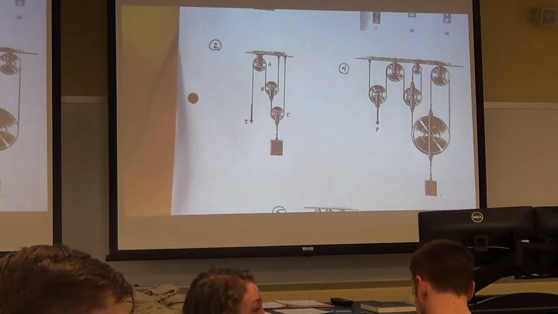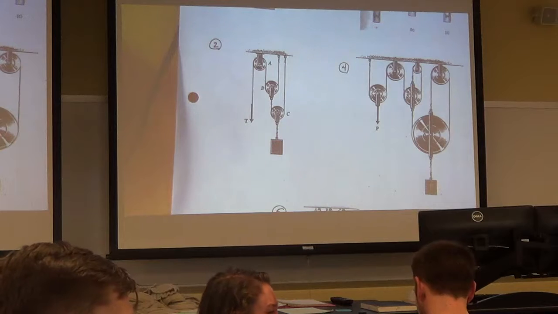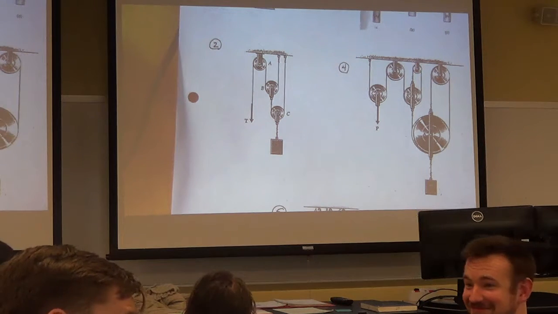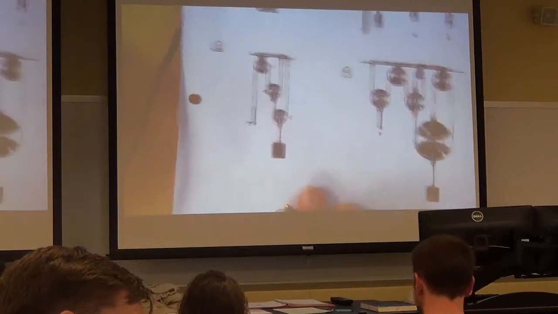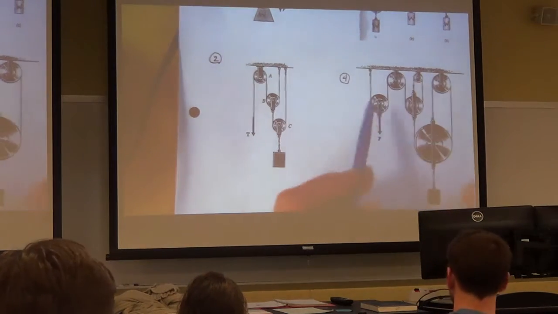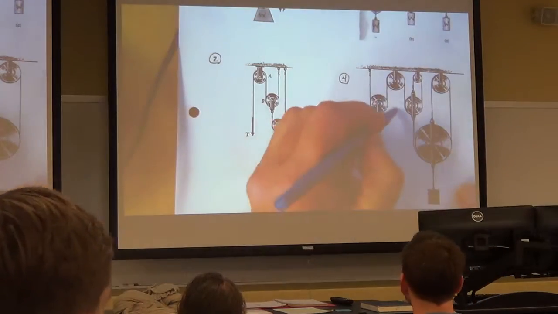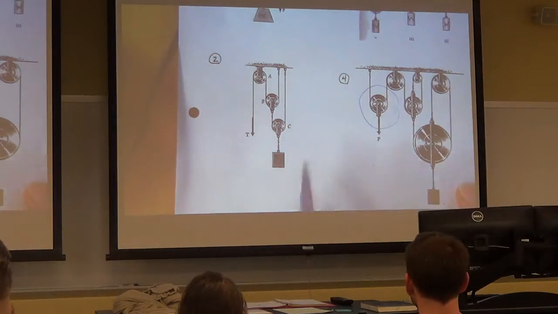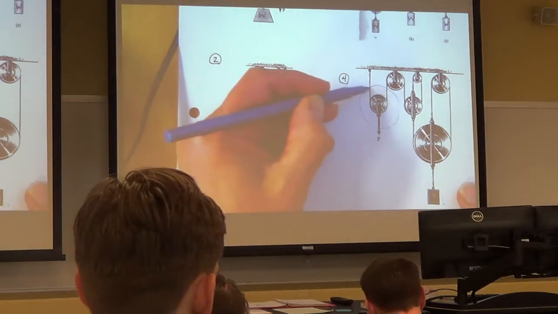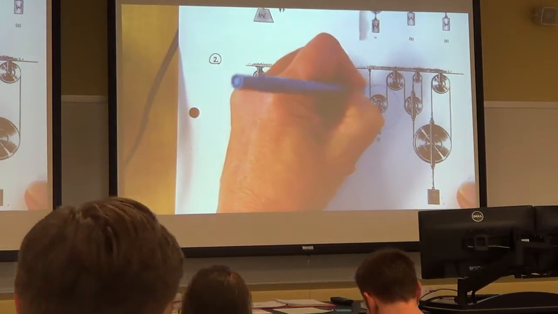Okay, you ready? So I'm going to do it 3 different ways. Okay, so everyone look up here. First, to me, the easiest pulley is this one, because it only has 3 things on it. If this is P going down, what do these two have to be? P over 2.